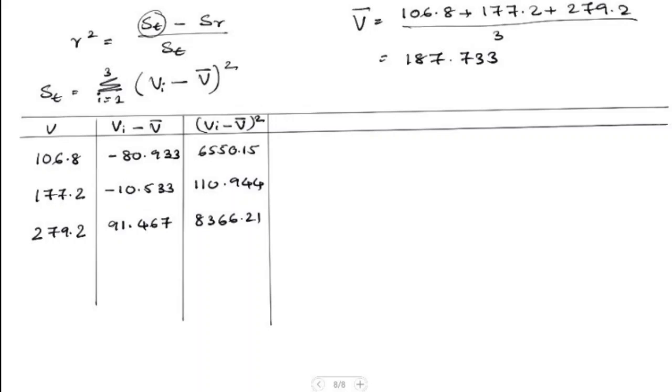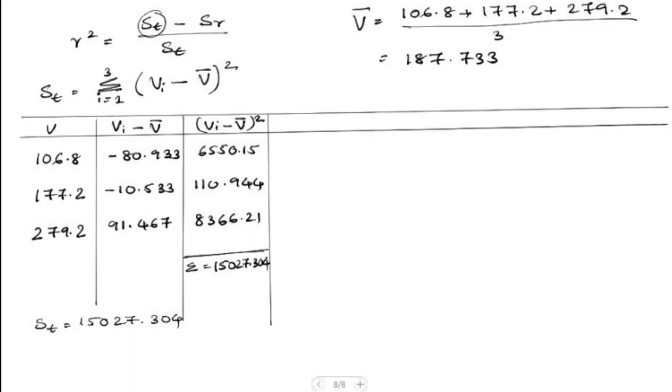Now we can find S_t, which is the summation of all of these values, and the total is 15027.304. So that's S_t for us. We can say that S_t is equal to 15027.304.